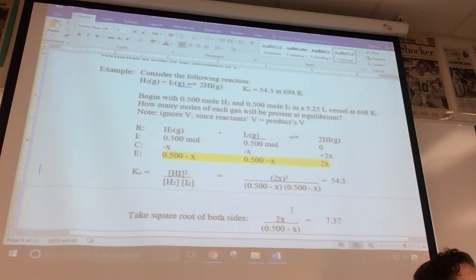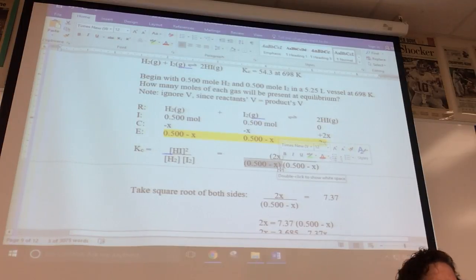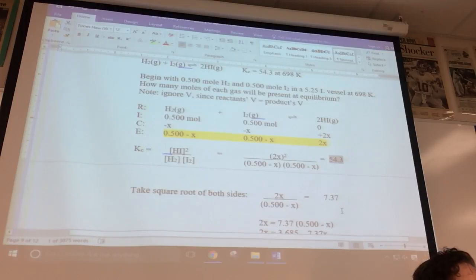Now you want to solve for x. In this type of mathematical equation, the easiest way to solve for it is to take the square root of both sides, because if you take the square root of 4x squared, you get 2x. And here you basically have 0.5 minus x, parenthesized, squared. So you take the square root of that, and you just get 0.5 minus x. Does that step make sense? Yes. Don't forget to take the square root of the other side too. That's the most common error I see kids making.